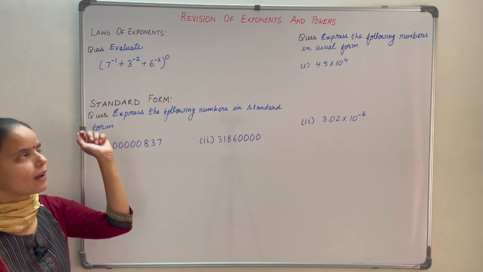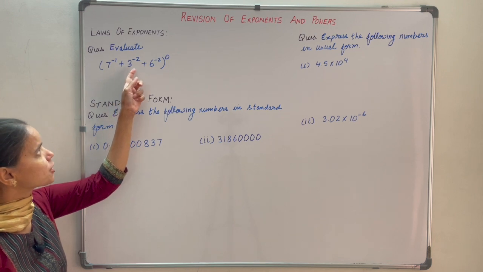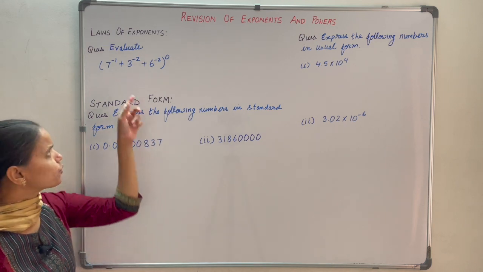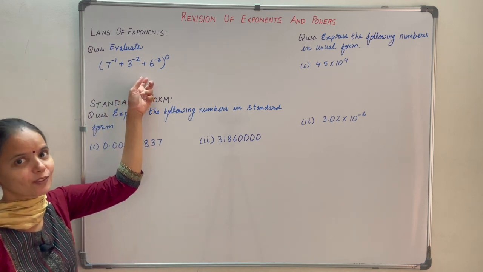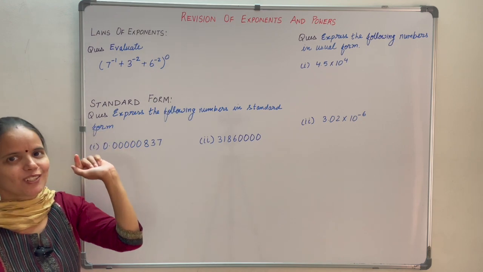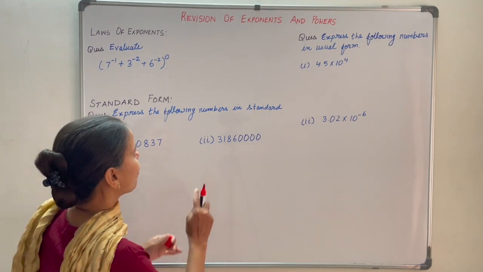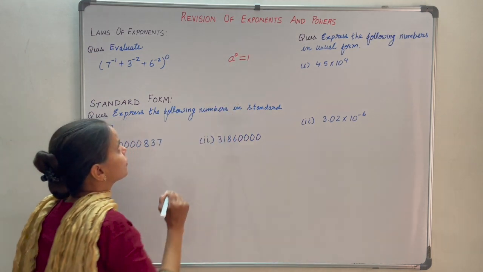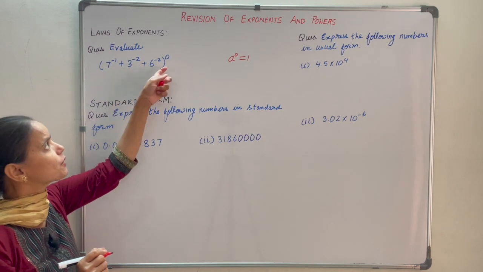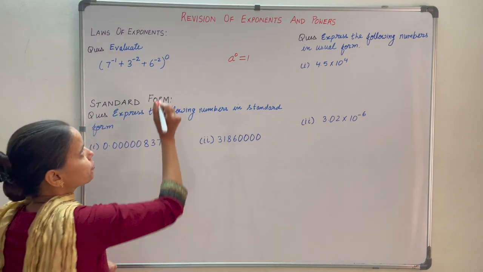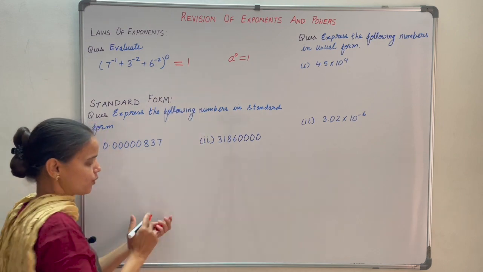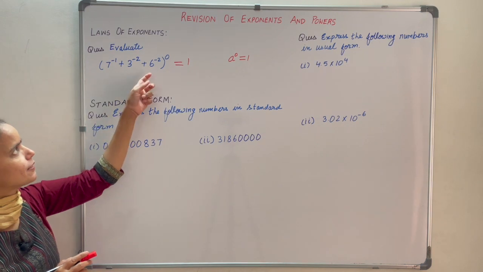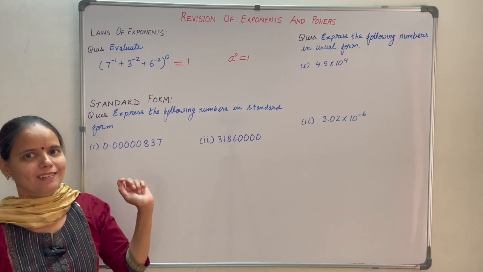Evaluate. So you have to evaluate 7 raised to power minus 1 plus 3 raised to power minus 2 plus 6 raised to power minus 2 whole raised to power 0. So do you really need to simplify this and calculate what is the number after solving this? No. You can straight away use this law of exponent, that is, any number raised to power 0 gives you 1. So when you solve this, you will get some number, that number raised to power 0. So any number raised to power 0 is equal to 1. So using this law of exponent, a raised to power 0 is equal to 1, you can straight away write down the answer for this is 1.